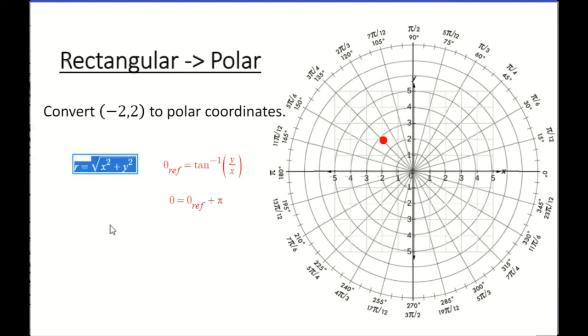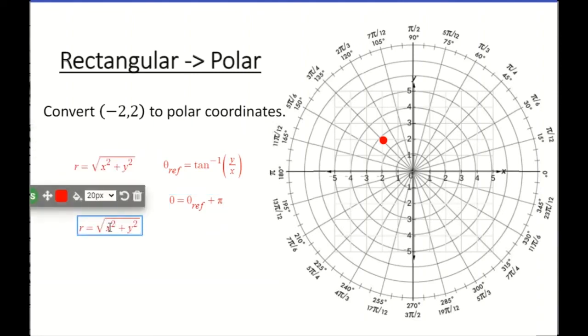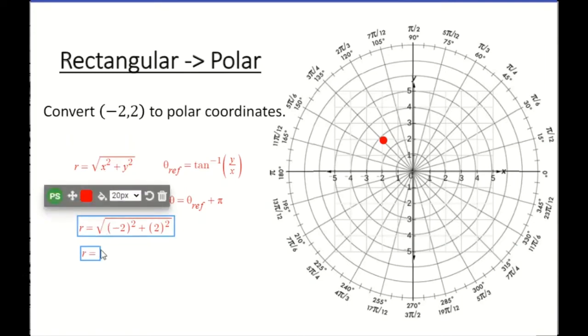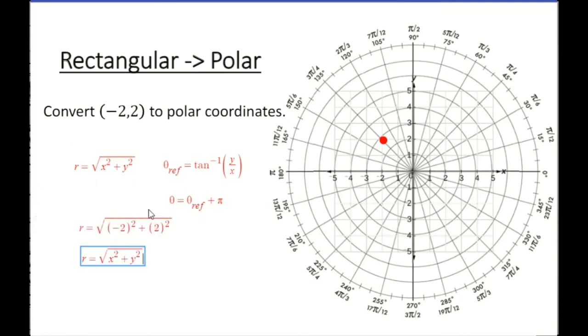So the R value is going to be the square root of x squared plus y squared, which is going to be the square root of -2 squared plus 2 squared. And let's see, what would that be? That'd be 4 plus 4 is 8. So we'll just call it root 8, and we'll be done. You can simplify it more than that, but it's really not necessary.